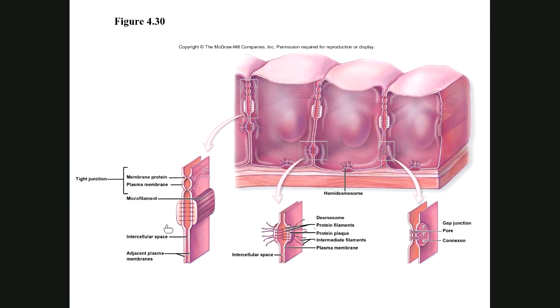Tight junctions, desmosomes, and gap junctions are part of our plasma membrane. Our tight junctions help prevent molecules from passing through the extracellular space between adjacent cells and restrict the movements of membrane proteins. They are called tight junctions because they prevent things from entering and exiting the cell.